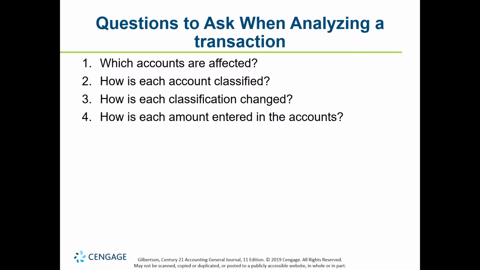Then 3, how is each classification changed? Are we increasing an asset? Are we decreasing a liability? And so forth. And then finally, how is each amount entered in the accounts? So if I look at a transaction and I have to increase cash, I go to the T account, and because cash is on the left side of the accounting equation, I'm going to enter a debit for that amount into the T account.